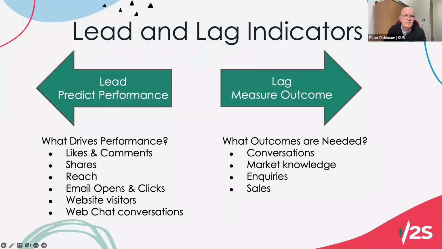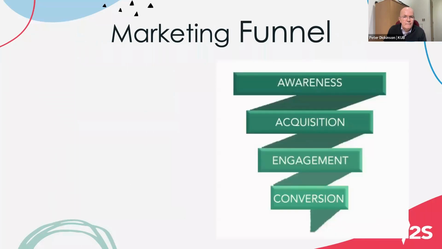So even with this list, there are some performance indicators that predict what you might get. If you're not getting the shares and the reach, then you're not going to get the website visitors, then you're not going to get the web chat conversions. If you don't have enough visitors, you won't have enough web chat. So you can see that the lead indicators predict performance, and then you need lag indicators to measure it. If you just measure the lag indicators with none of this, then you'll never be able to improve them. Okay, so we come back to our marketing funnel.